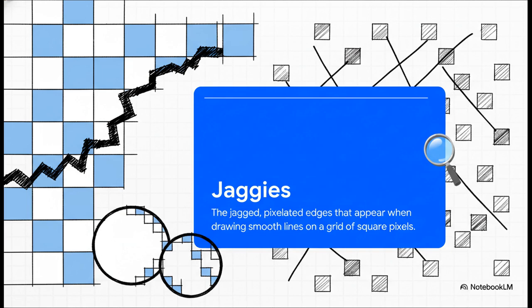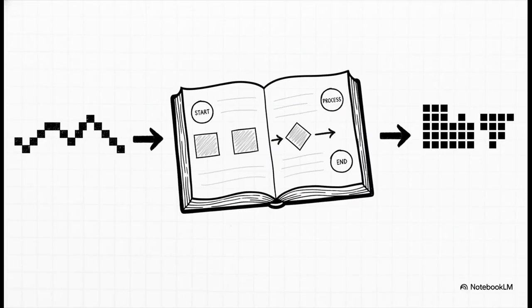When you try to draw a nice, smooth, diagonal line across a grid of square pixels, you get these ugly, jagged edges. We call them jaggies. It's like trying to draw a perfect curve on a sheet of graph paper using only the squares. It just never looks quite right. So how do you solve this?